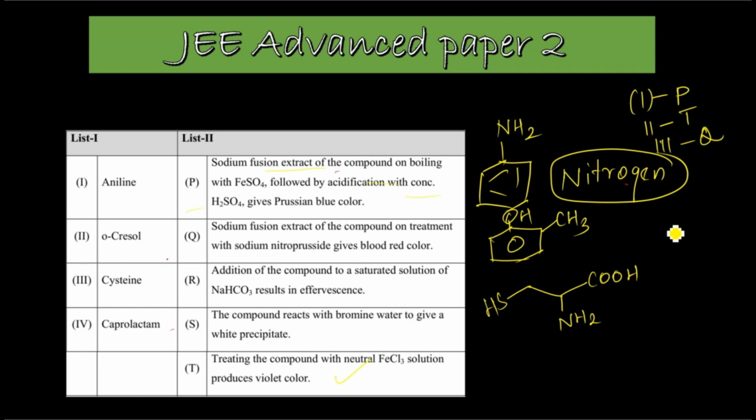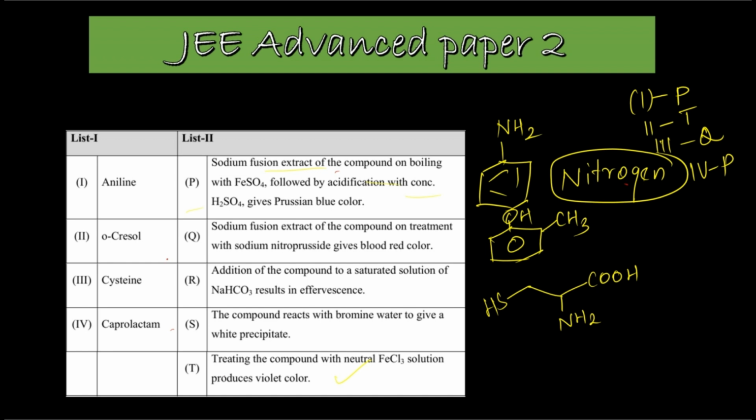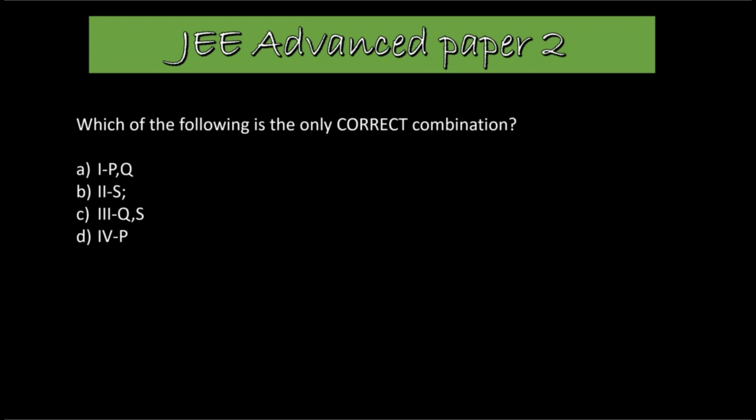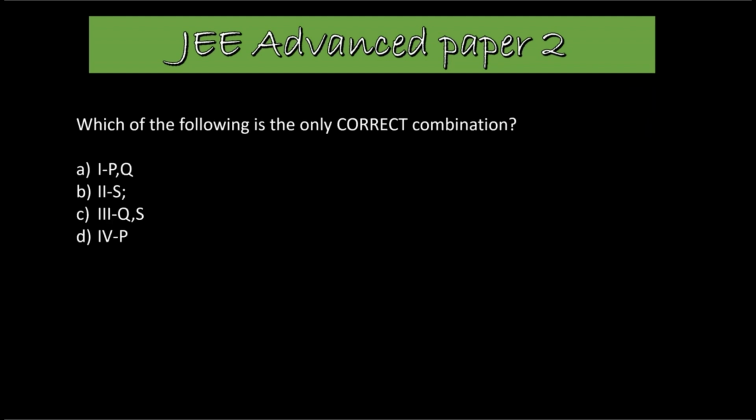Then 4, caprolactam, which is the nylon 6 monomer, right? The reactant that has a nitrogen in it, which will give you P. So 4 to P. Let's check the options given for the correct combination. 1 to P and Q. P it can give, not Q. Then 2 to S. No. 3 to Q and S. 4 to P. So 4 to P it can give. So the answer to this question is D.